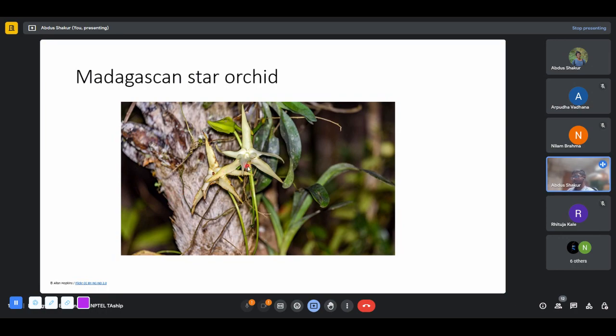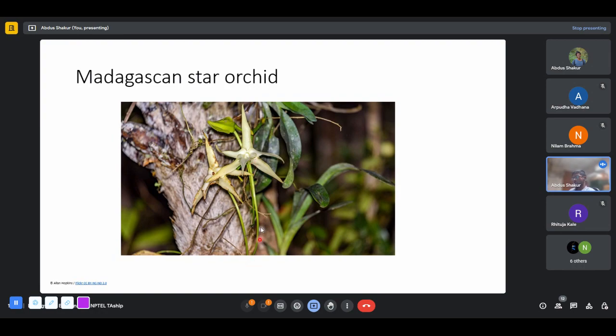It's called the Madagascar star orchid. In appearance, it looks like a star. They collected this orchid and sent it to Darwin. When Darwin saw this orchid, this is the corolla tube of the orchid. This is the tube that you see in normal flowers.